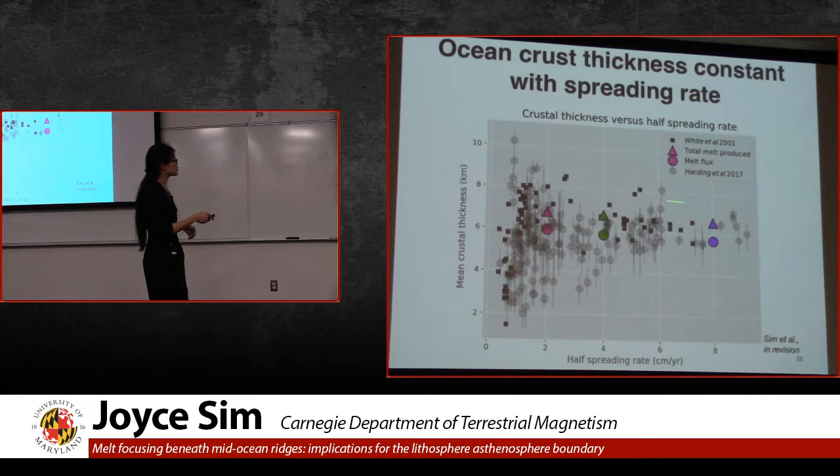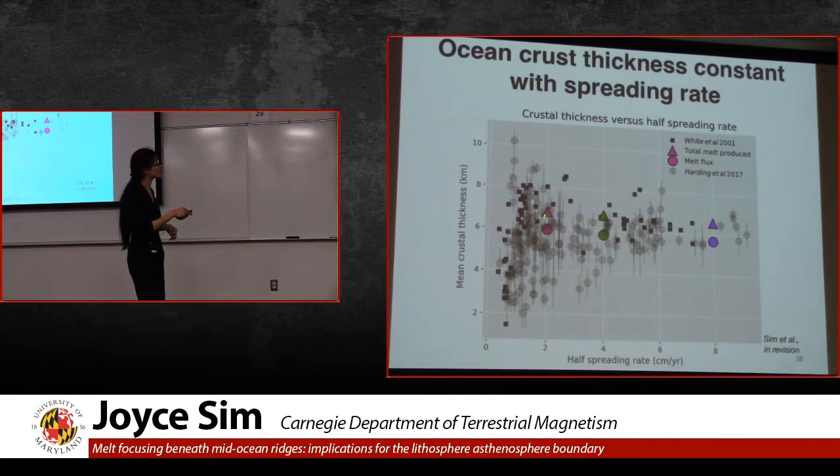In terms of the triangles here, they are the average from the total melt produced from the models I was showing in the previous slide. And then the circles are from the melt flux. So this offset here is pretty much that freezing I was telling you about.